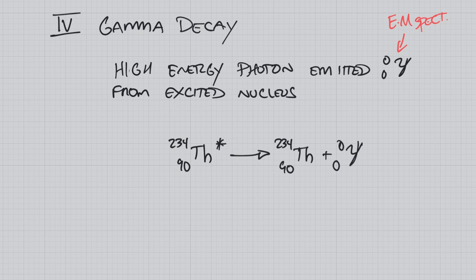The way we would draw this is thorium 234, 90. The result is thorium 234, 90, gamma, yes? The only difference is we have this asterisk, which stands for my excited state. Okay?